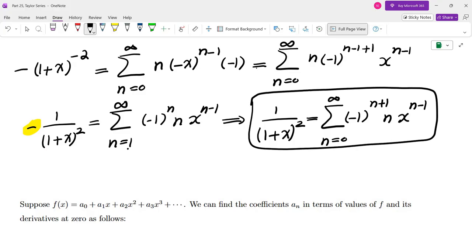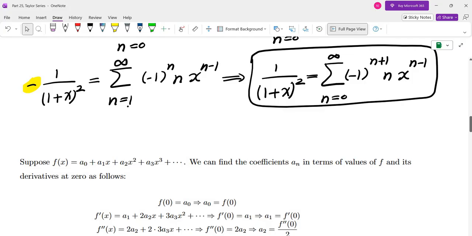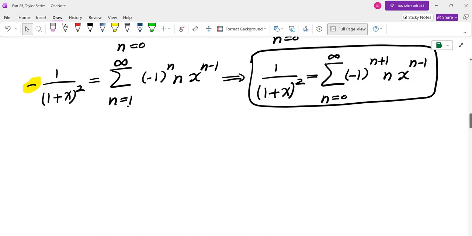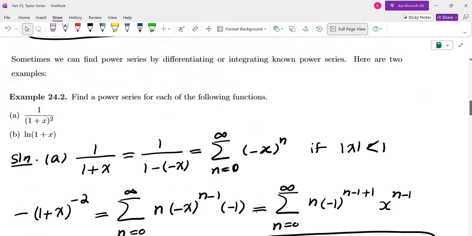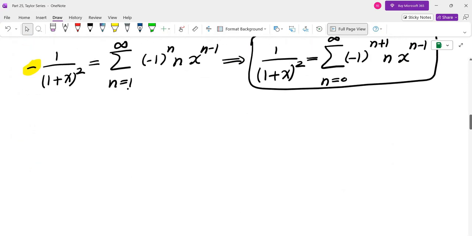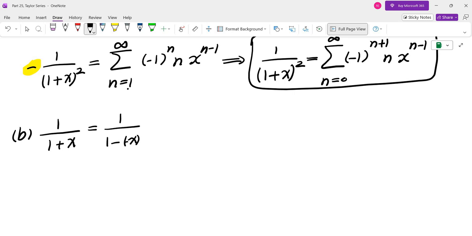So that is the power series for 1 over (1 plus x) all squared. The next thing we're going to do is to see what happens if we integrate 1 over 1 plus x. We know that when we integrate 1 over 1 plus x, we get natural log of 1 plus x. So let's do that. We start with 1 over 1 plus x, which we know is 1 over 1 minus (-x), and then we can apply the geometric sum formula. And now we want to integrate this.